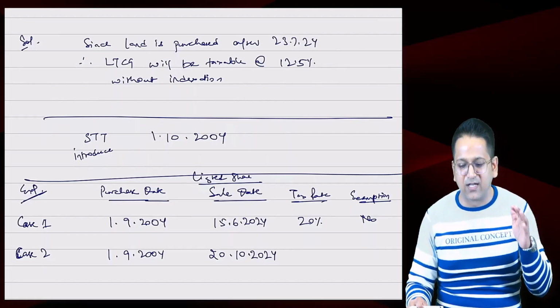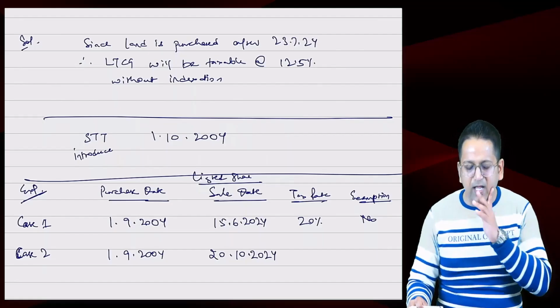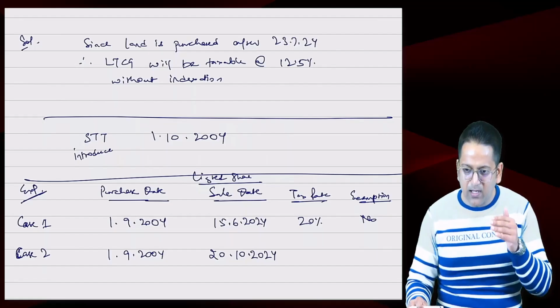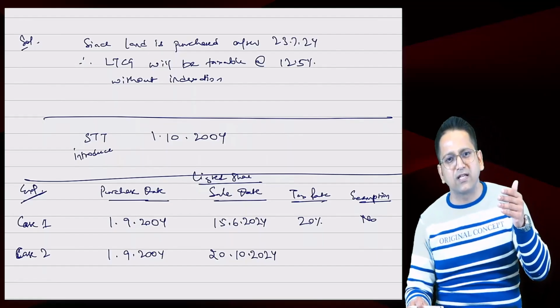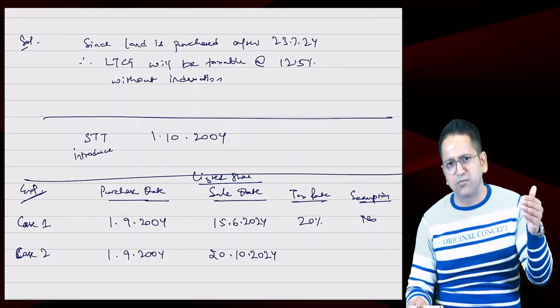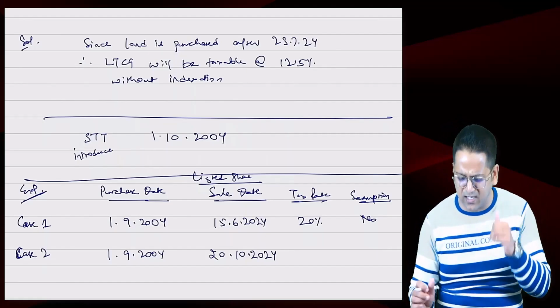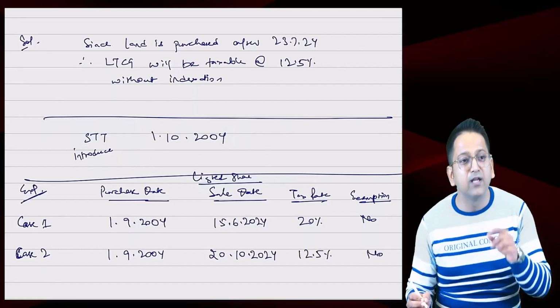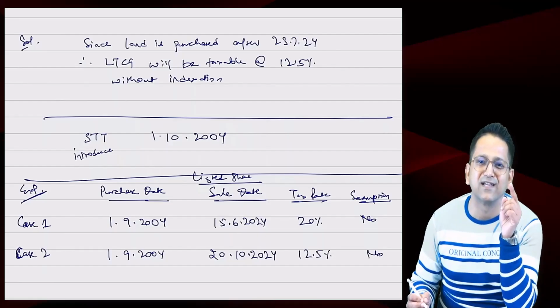We left 112A, so we came to 112. In 112, if the share was sold before 23rd July, then it is 20%, and if not, then how much after that? 12.5%. We have come to 12.5%, but the exemption will not be available because we are paying tax under 112 and not under 112A.